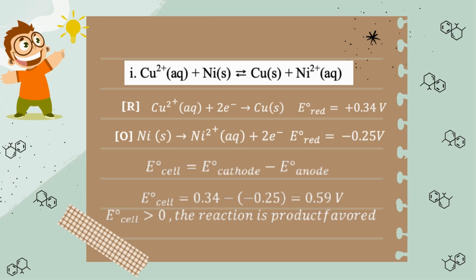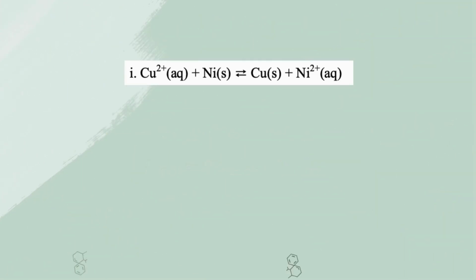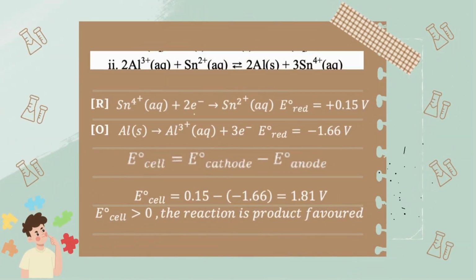Since E0 cell, 0.59 volt, is positive, the reaction is product favored. A positive E0 cell indicates that the reaction is spontaneous under standard conditions. Let's proceed to the second reaction.